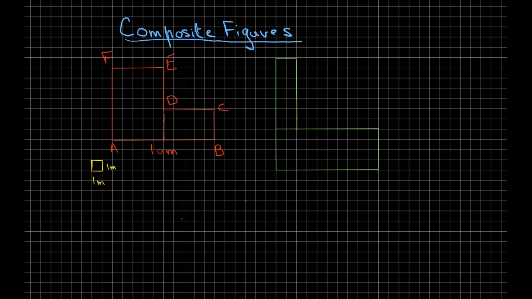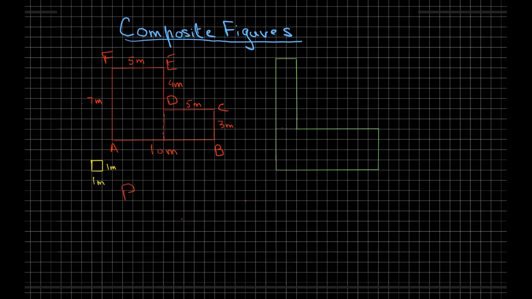Similarly, as you go from B to C, there are 3 squares, so the length here is 3 meters. The length from C to D is 5 squares, so this length is 5 meters. The length from D to E is 1, 2, 3, 4, so 4 meters. The length from E to F is 5 meters. And the length from F to A, 1, 2, 3, 4, 5, 6, 7, is 7 meters.